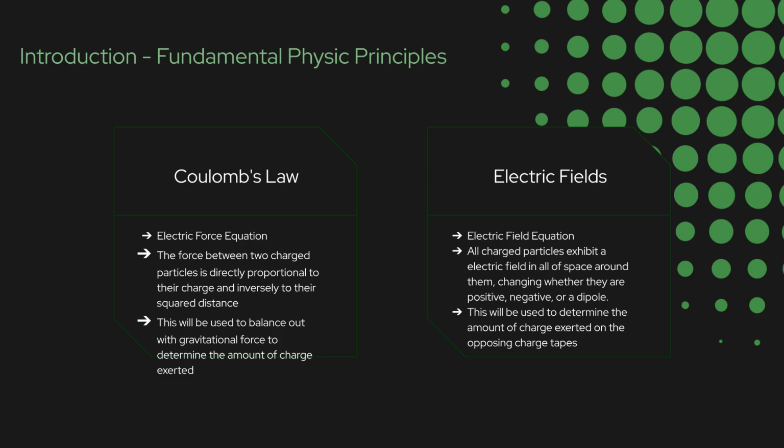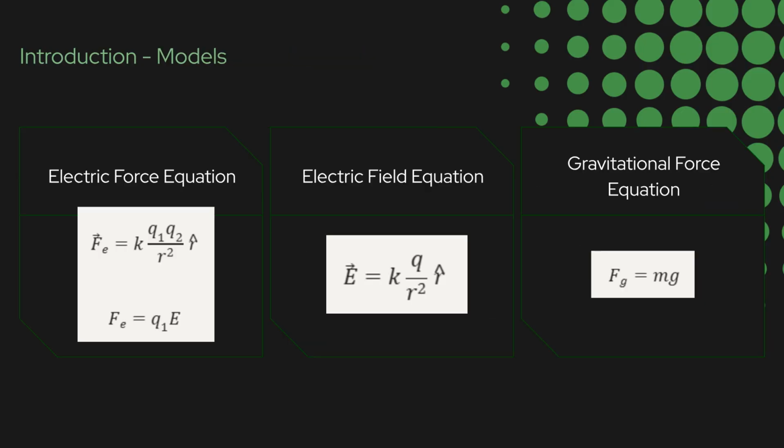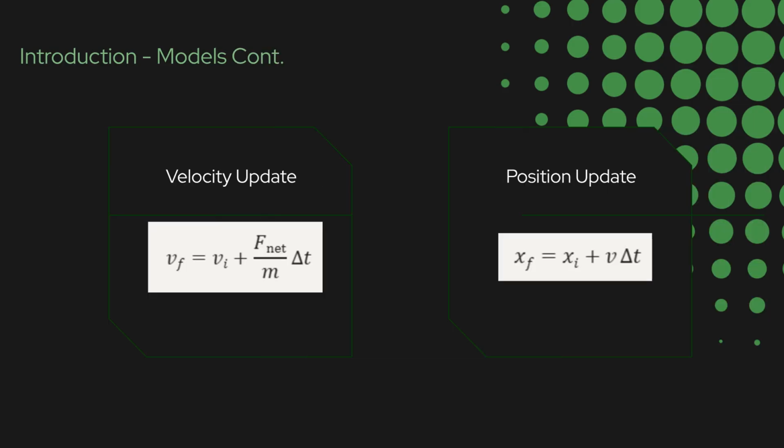Secondly, we have electric fields, where every charged particle exhibits an electric field in all the space around it, changing whether it is positive, negative, or a dipole. This will be used to determine the amount of charge exerted on the opposing charged tapes. The models we use in this lab are the electric force, electric field, and gravitational force equations. We also use the velocity and position update equations to simulate the motion of the tapes.